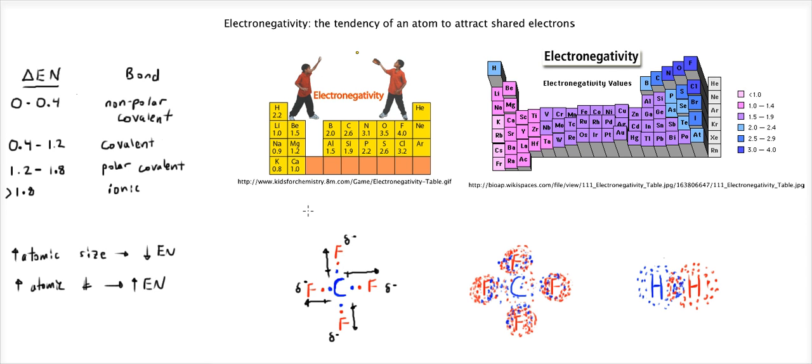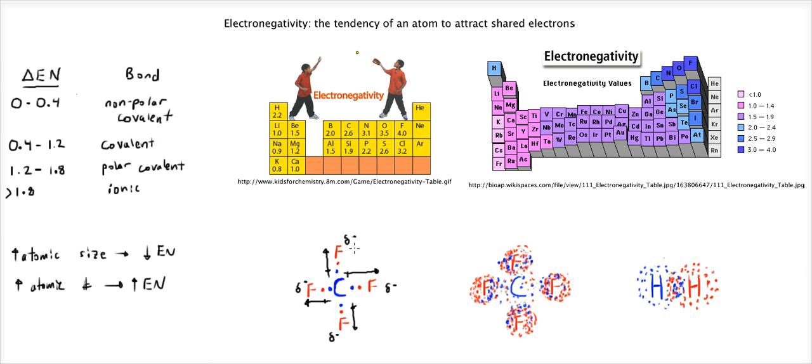And we see that as atomic size goes up, electronegativity goes down. As atomic number goes up, electronegativity goes up. That gives us this general trend in the periodic table: electronegativity goes up as you go across a row, and down as you go down a column. And I have some values here we can use.